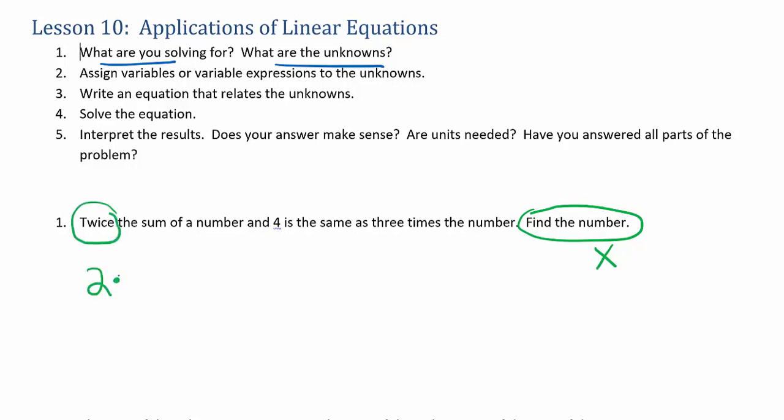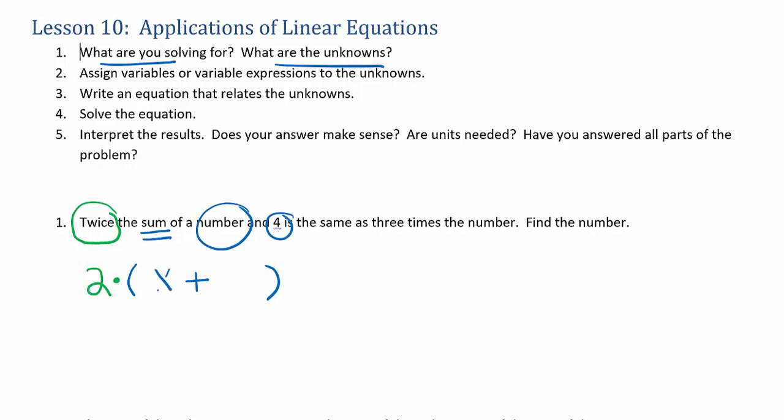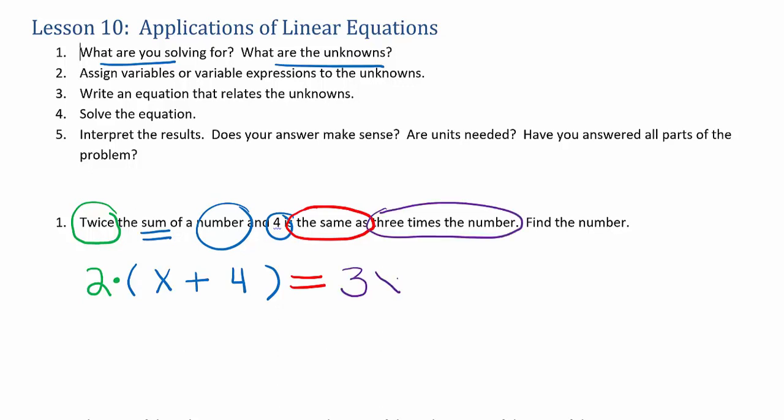The word twice means 2 times. We're taking 2 times a sum, which means I have to add things. And we're taking the sum of a number and 4, so that's going to be x plus 4. Notice I have to have parentheses because the twice applies to the entire sum. That means it applies to both the x and the 4. Is the same as is my equal sign. And 3 times the number would be 3x.